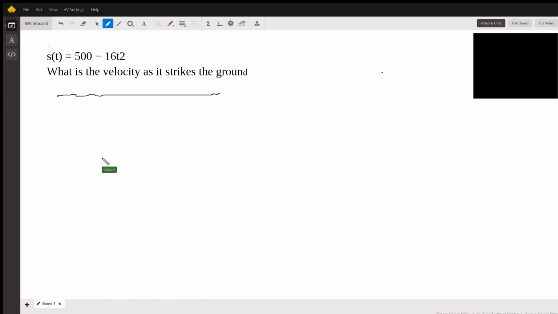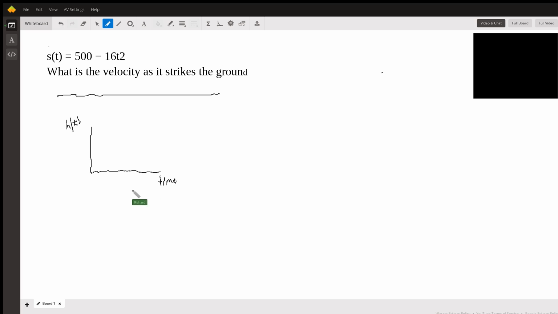Just sketch a graph is a good way to do this. For some reason, they're labeling the function s of t instead of h of t, which is the height. And so I'm going to use the traditional h of t here. And this is time. And they're not telling us what the units are. Normally, this would be seconds, something like that.